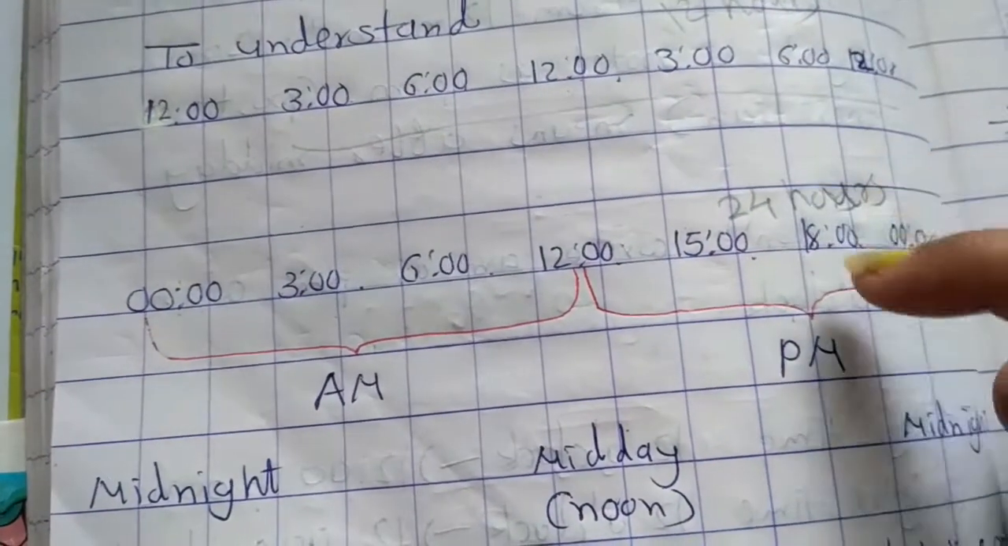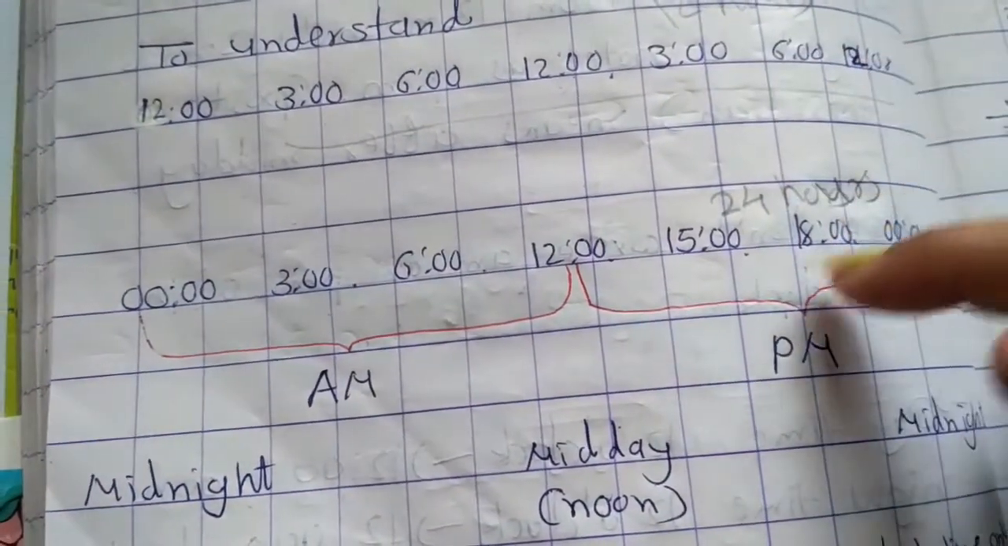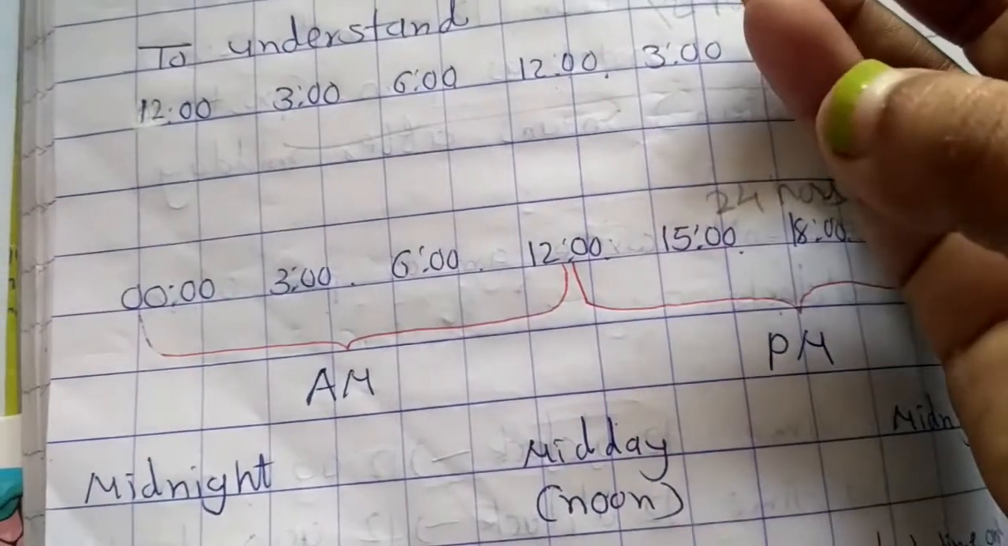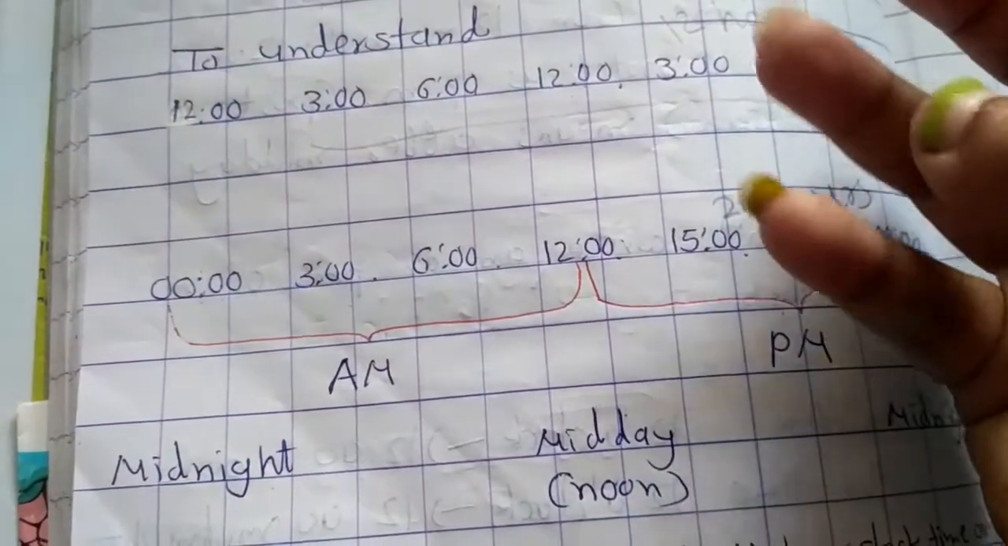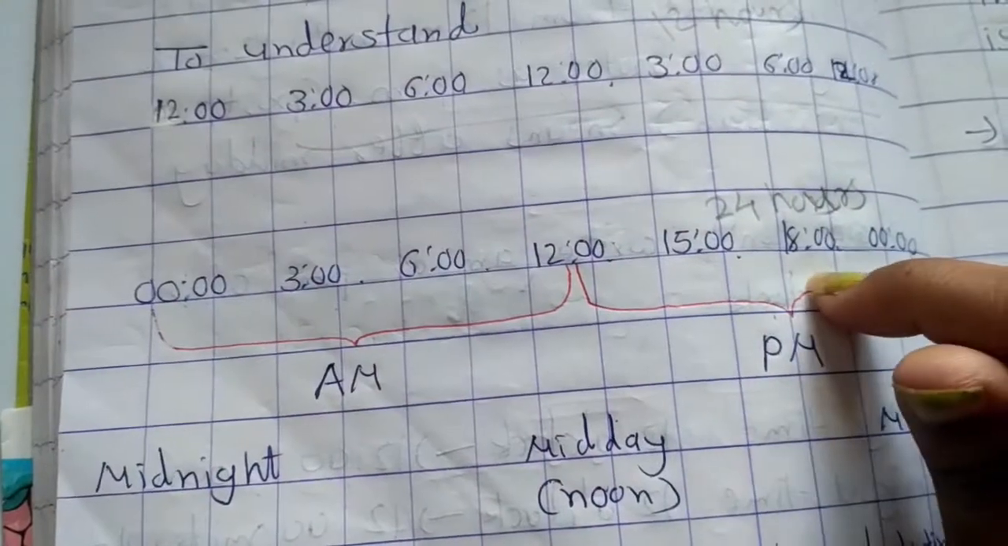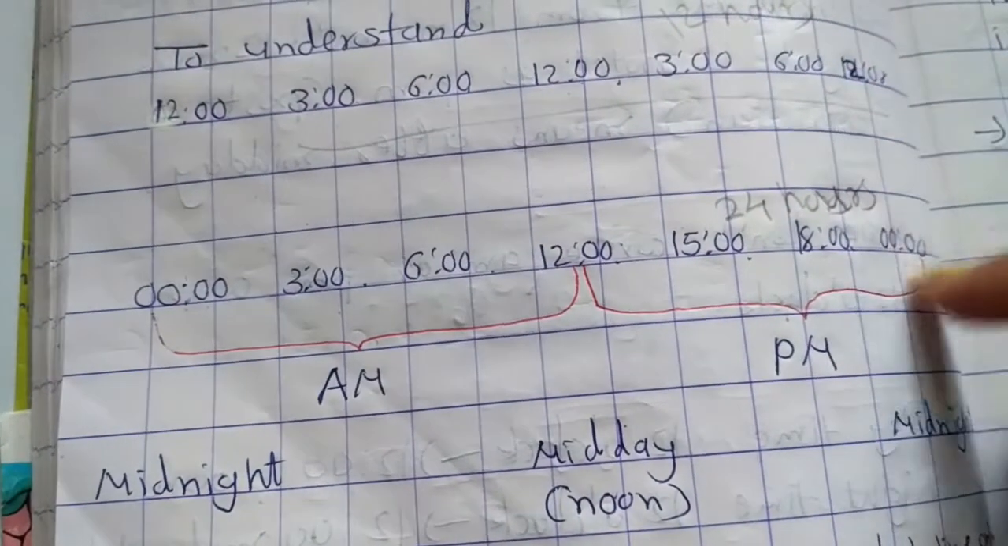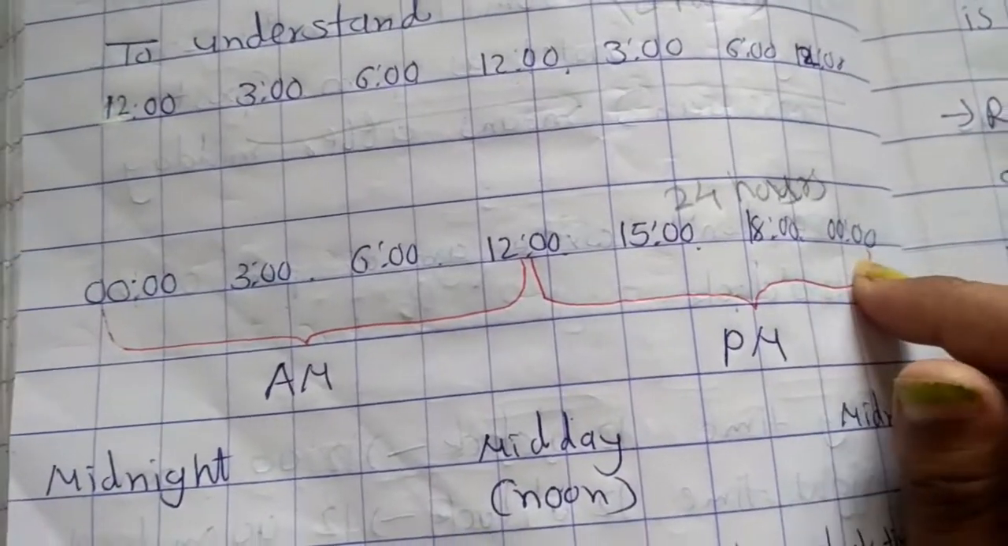6 o'clock afternoon, तो that would be 13, 14, 15, 16, 17, 18. So this way you will find out the time. And 12 midnight, to where you will get the 0000.